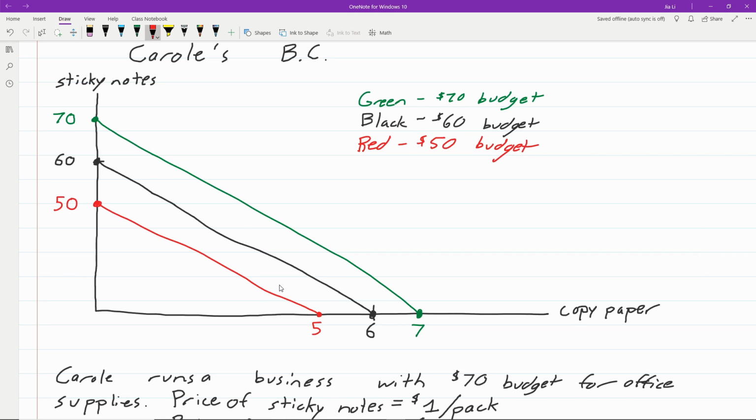And then, as you probably had guessed, if we got a bigger budget, say $70 here, then we just shift that line outward, as we see here in the green. And again, that is a parallel shift. The slope is the same as the one in the black line and the one in the red line. Right, so the slope is the same. It's just a parallel shift outward, away from the origin. So very simple series of transformations here.